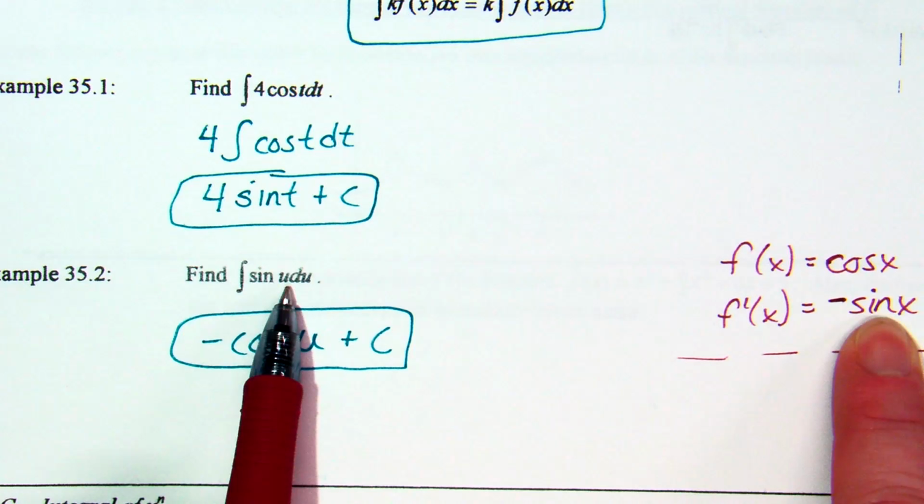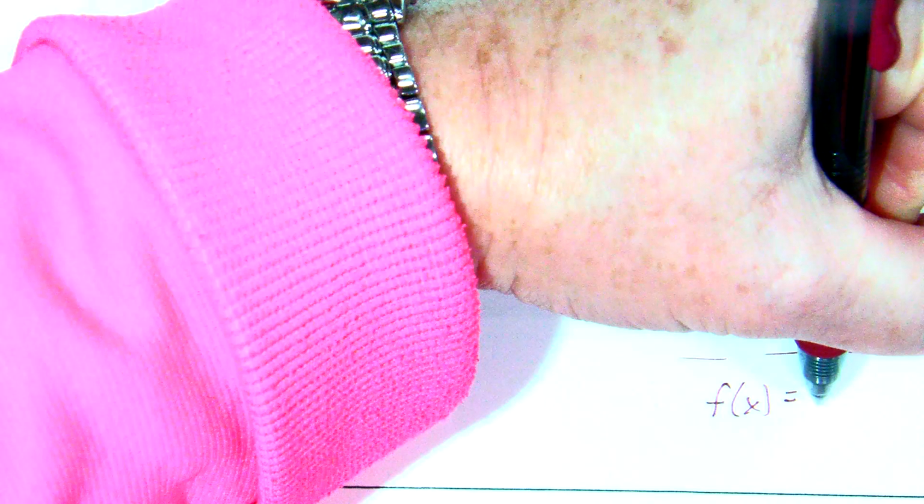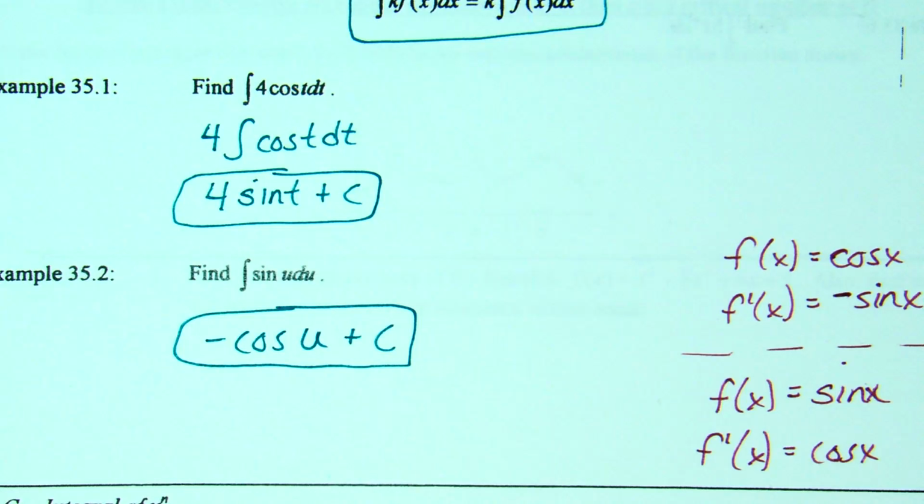The other side note to remember is if f of x is sine x, what's the derivative of sine x? Derivative of sine x is cosine x. You have to know those two derivative rules solidly. Okay? Because you have to be able to work them forwards and backwards.